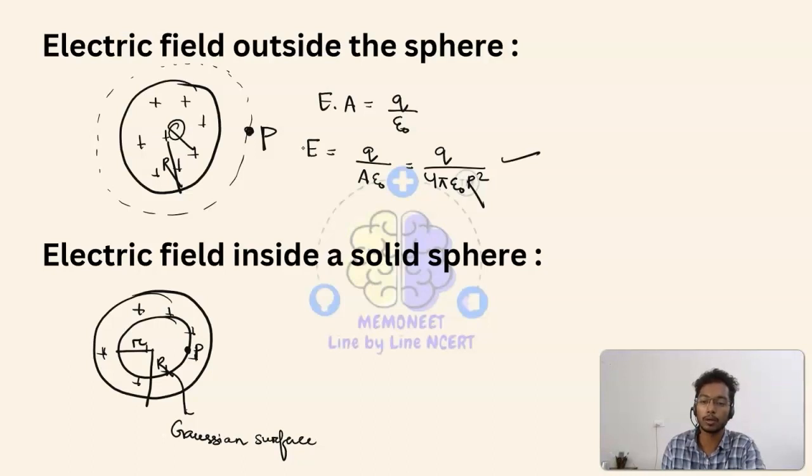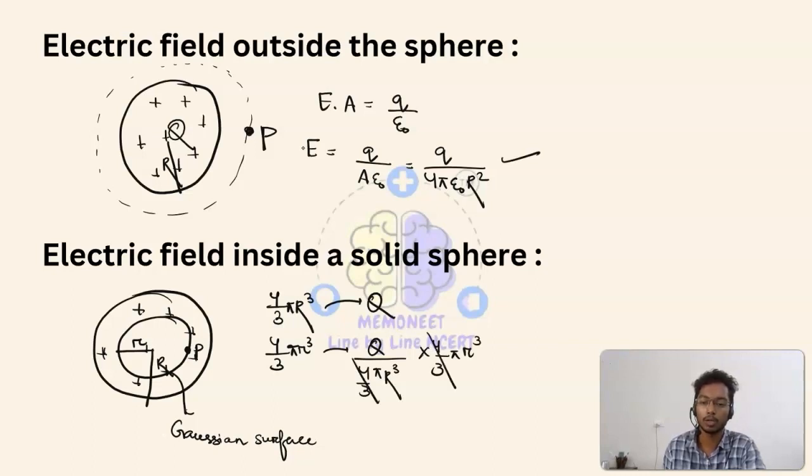So for the whole sphere, the volume is 4 by 3 pi R cube. For the whole volume of the sphere we have charge q. For the radius small r, we will have the charge that is q upon 4 by 3 pi capital R cube into 4 by 3 pi small r cube. So 4 by 3 pi cancels out, and we have q r cube upon capital R cube. So this is the charge contained within the Gaussian surface.